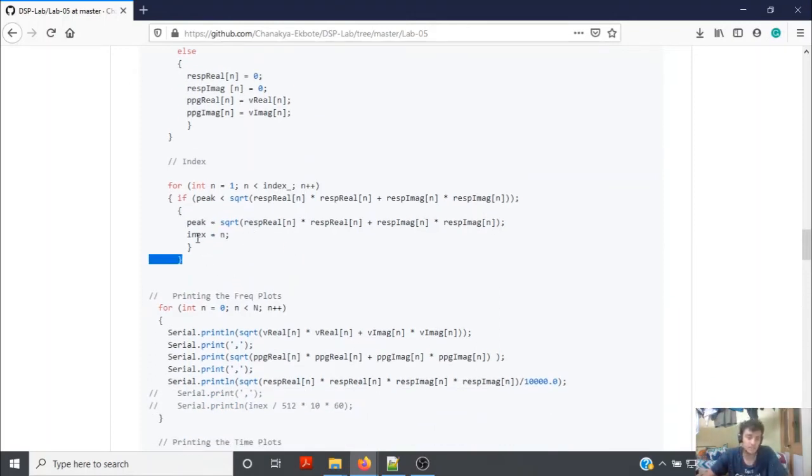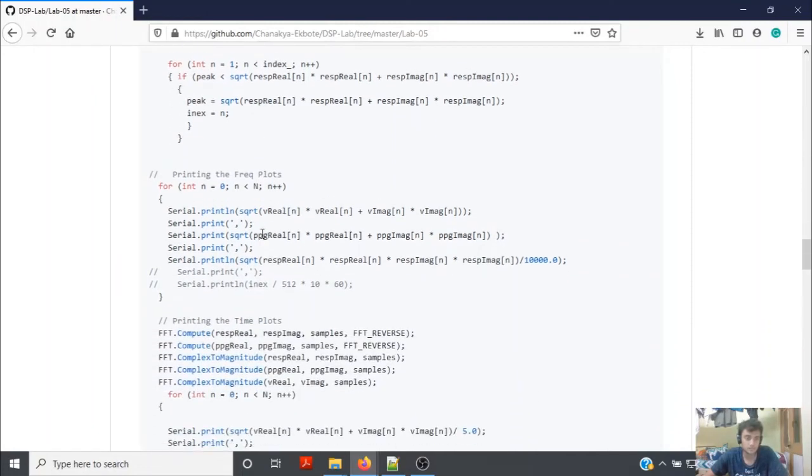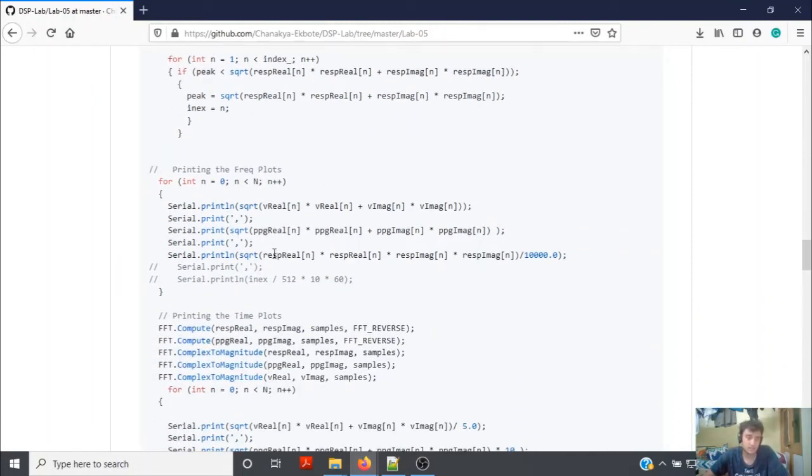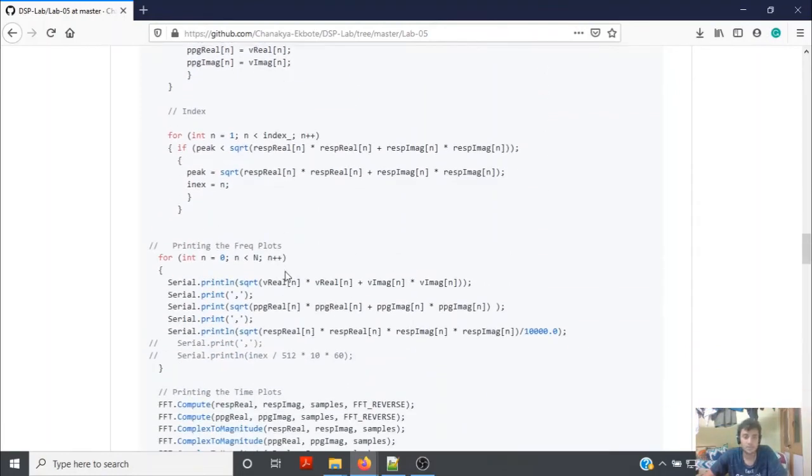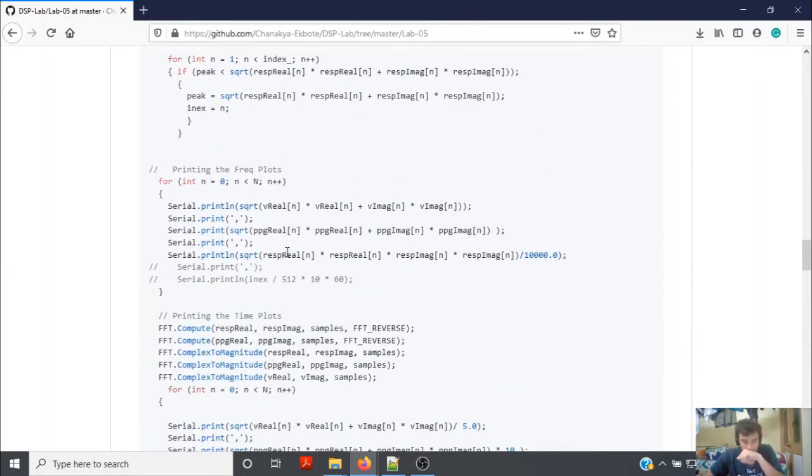So this basic code just computes the index of the maximum value, and we have to print the frequency plots, right? But in this case, this vreal doesn't correspond to the real part of the signal. Since all the computations are happening in place, this vreal actually corresponds to the real part of the Fourier transform, and the imaginary part corresponds to the imaginary part of the Fourier transform. So this just calculates the magnitude response, and this calculates the magnitude response for the PPG signal.